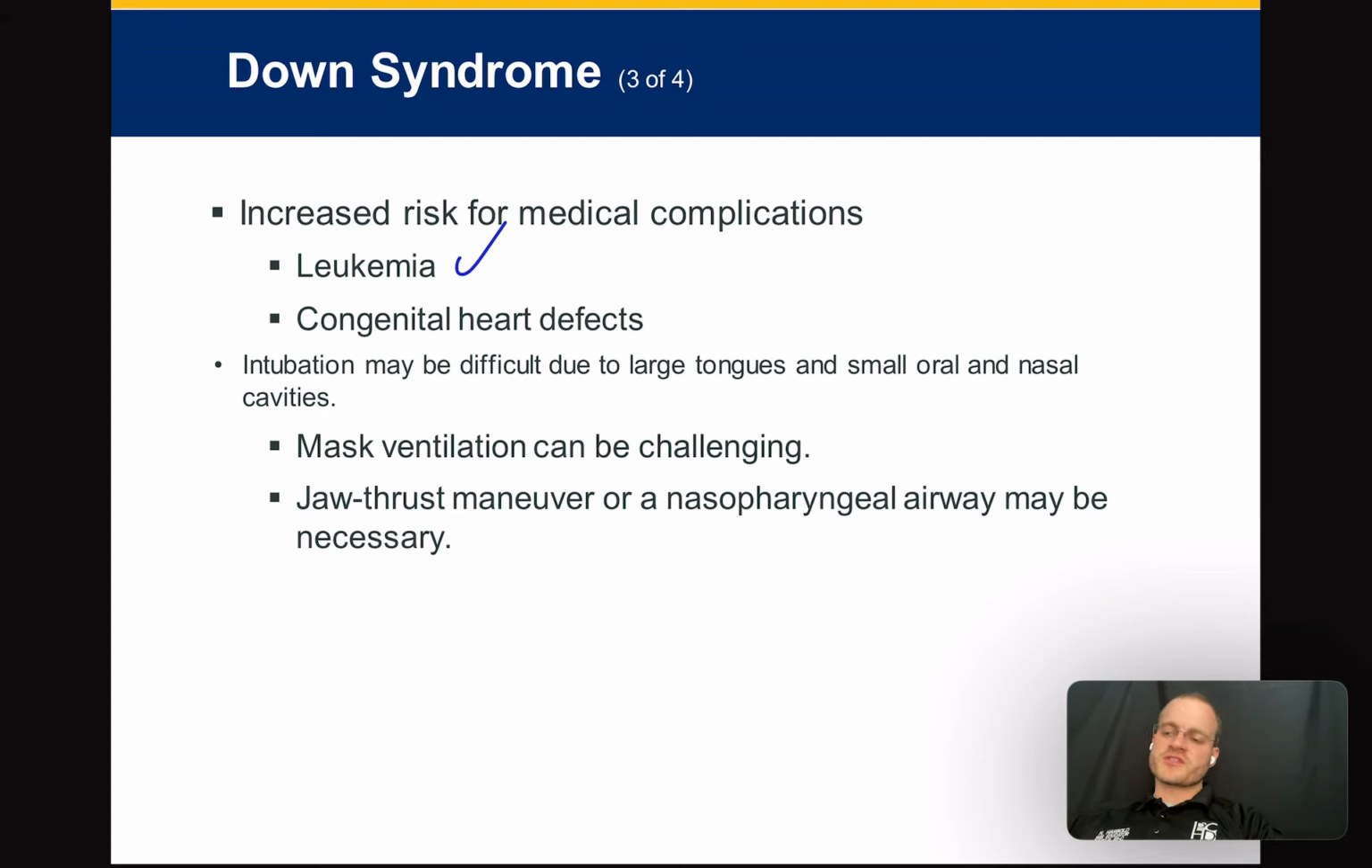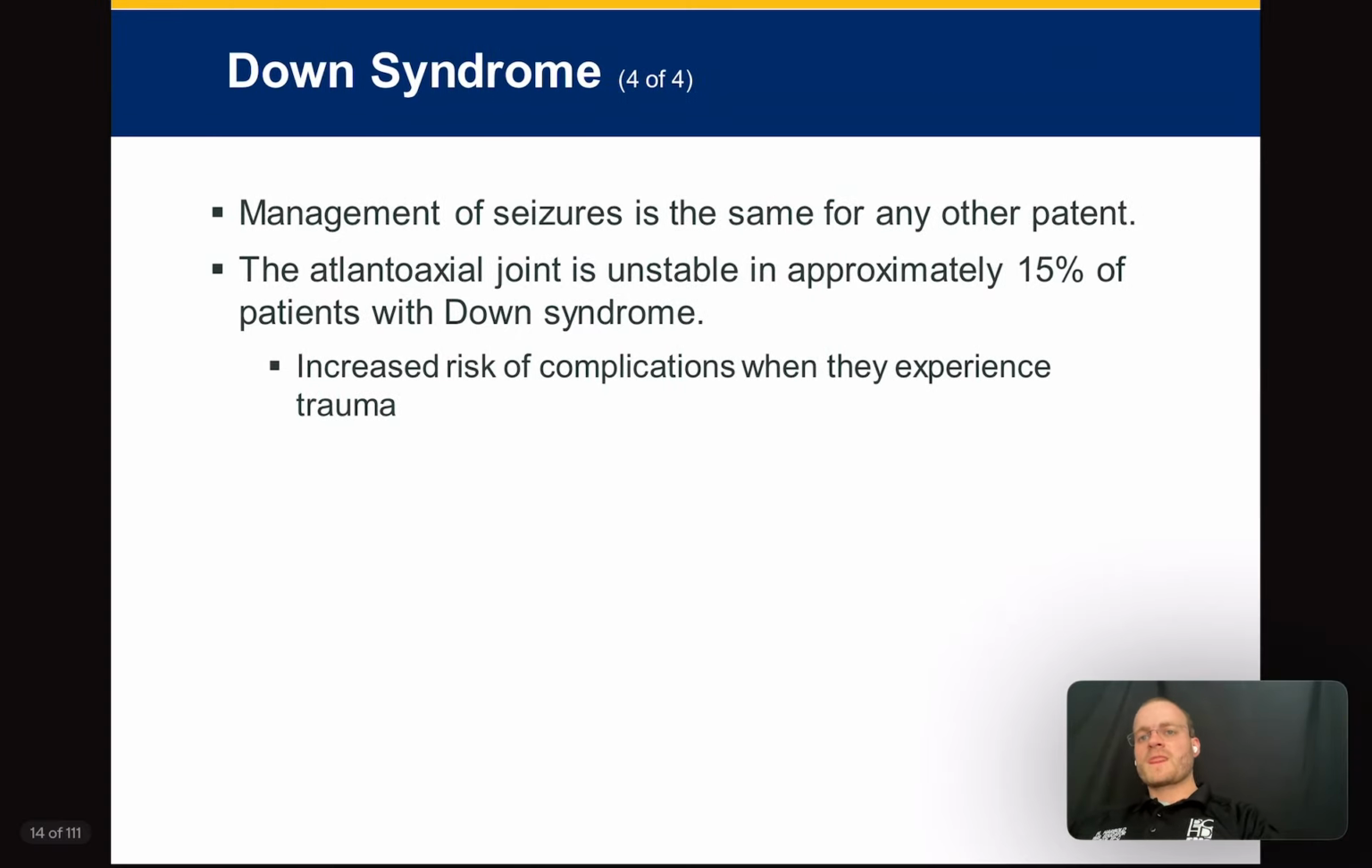Also, Alzheimer's risk is extremely high in Down syndrome. These patients usually don't live past 50. And so just be aware of that. So the mask ventilation will be difficult because of their large tongue and their small oral and nasal cavities, right? They also have different jaws. They also have different noses, okay? And so the jaw thrust maneuver or a nasopharyngeal airway may be necessary just to open up the airway. Again, they have really, really big tongues.